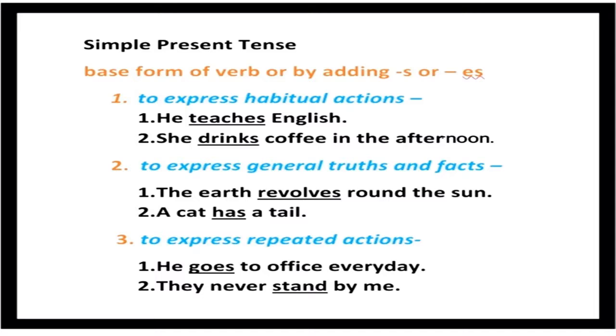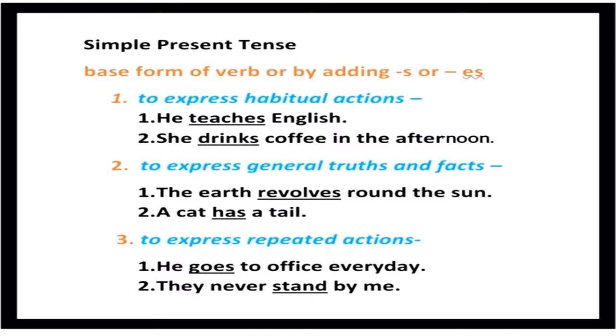Then to the next one, where do we use it? To express general truths or facts. The earth revolves round the sun, or a cat has a tail. In the first sentence, revolves is your simple present tense, and in the second, a cat has a tail, it is a fact which we cannot change. The first sentence also is a truth which cannot be changed.